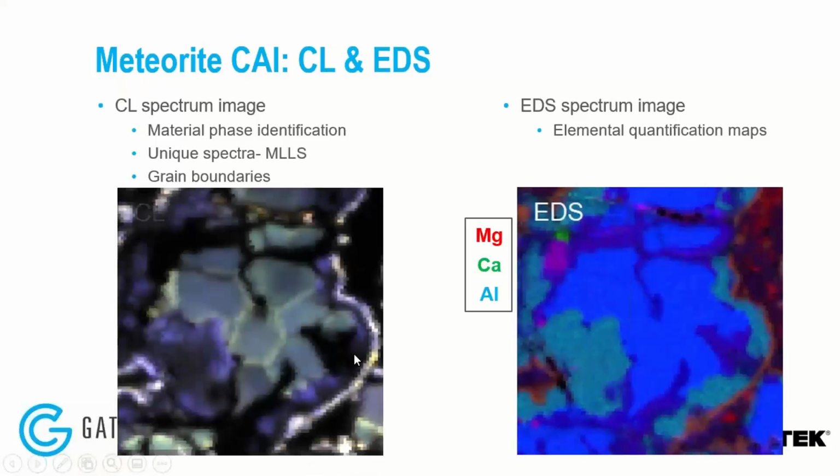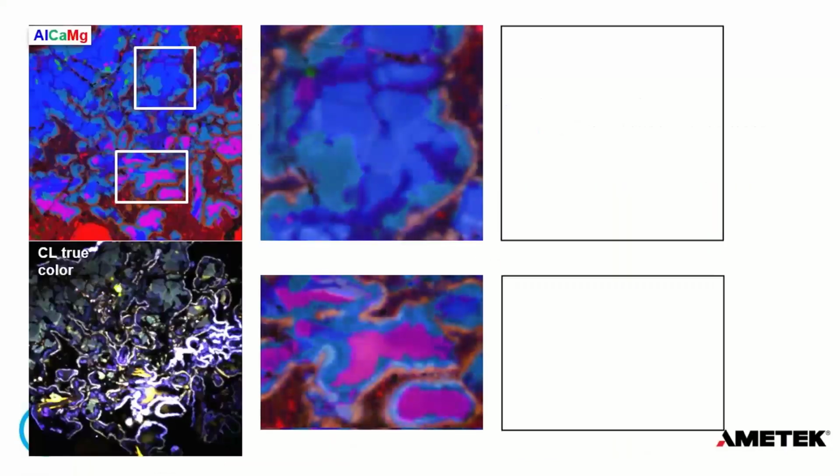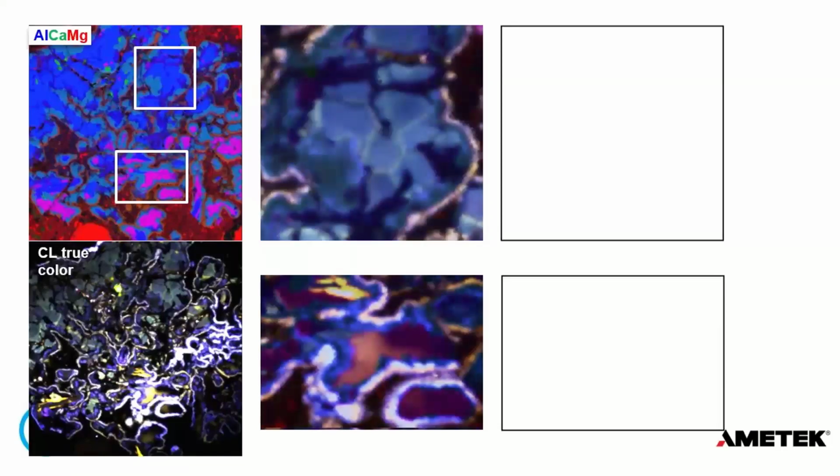If we look at the true color CL image, which is just the same image converted to true color, you can see again more subtlety in the melilite regions, where you see a higher intensity of blue towards the outer edge of that melilite. But in the EDS image, we don't see much or any variation in the surface that would suggest any of what we see in CL. And I'll hand it back to Timmons to explain what that means.